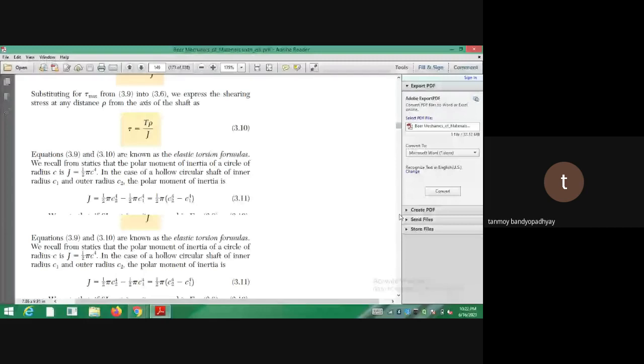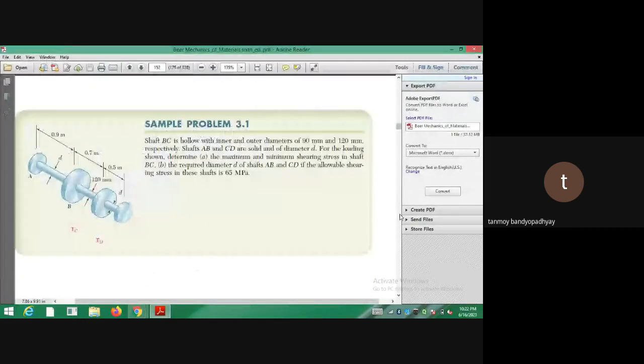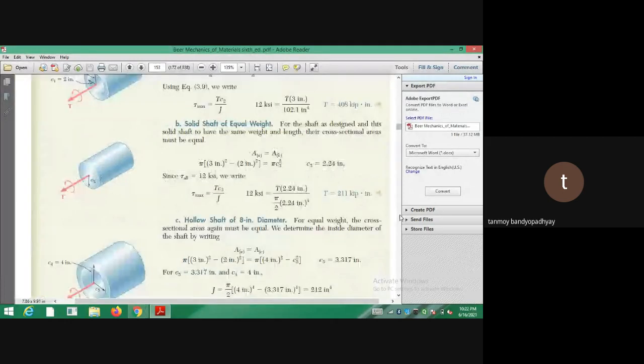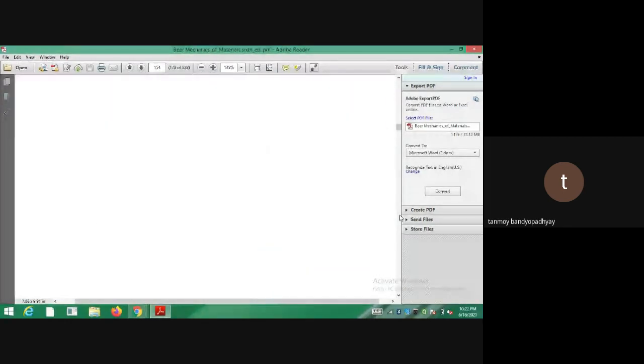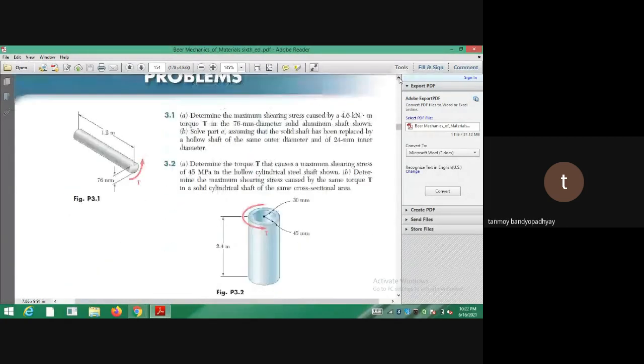So that is nothing big here. There are many things to discuss, but because of the time shortage, we will just move quickly. So let's start with problem number 3.1.